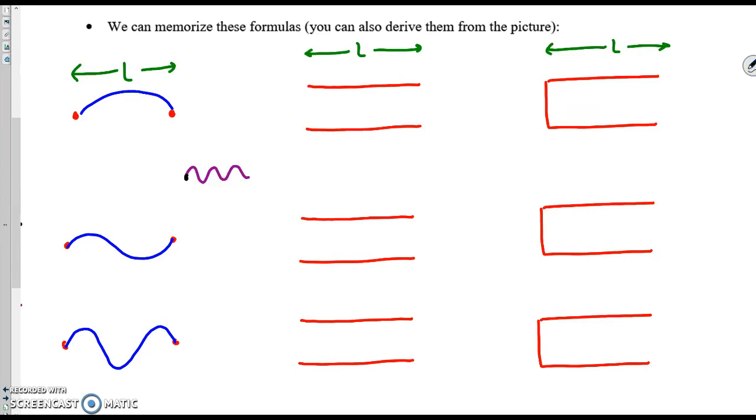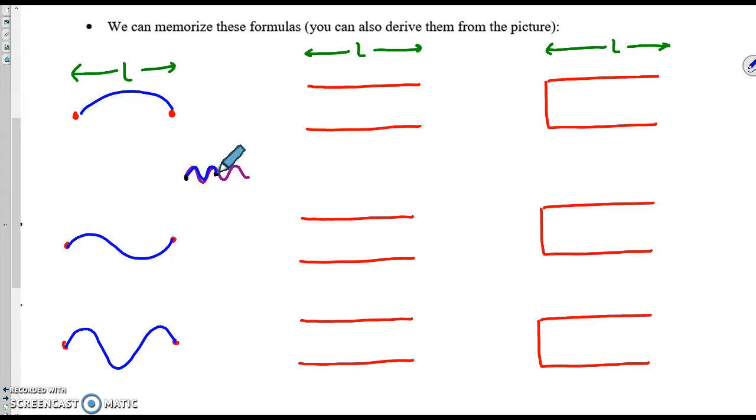What's the difference? Well, in the first case, I'm putting only this much of a wave on the string. In the second case, I'm putting this much of a wave on the string. And in the third case, I'm putting this much of a wave on the string.